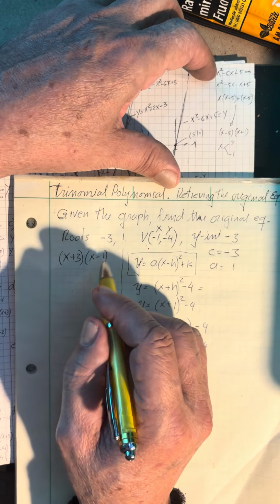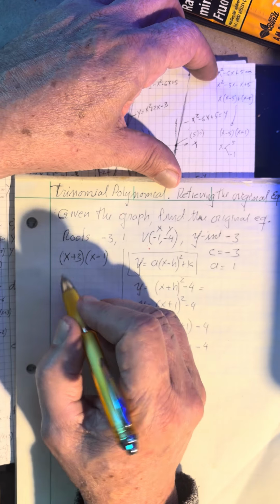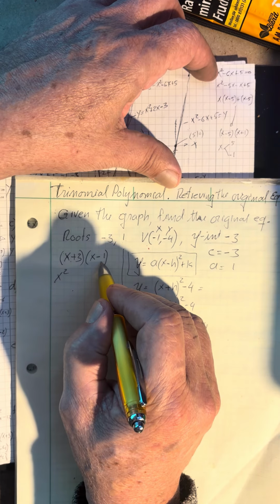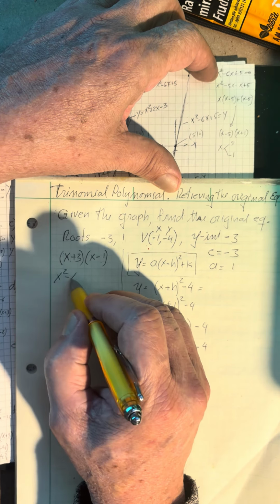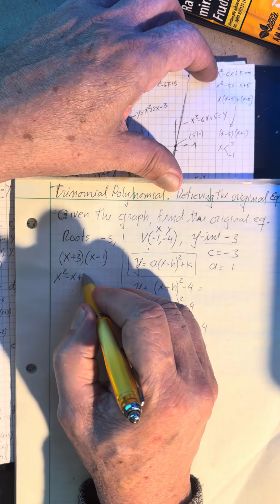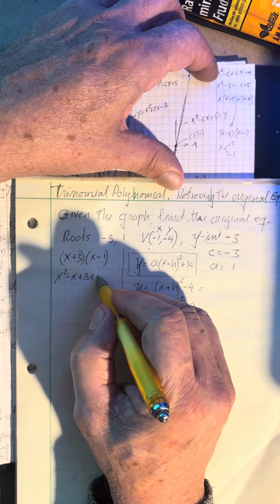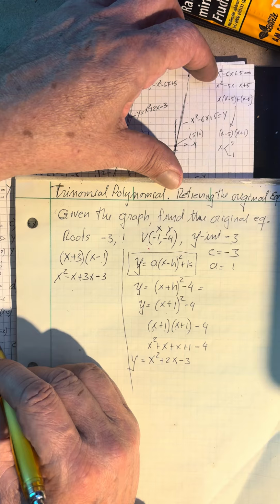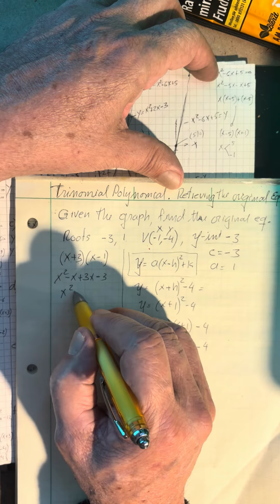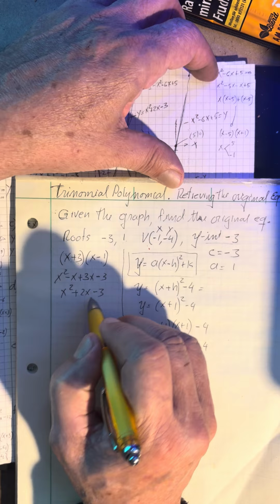Okay, so let's see what happens if we can get it just from the roots. x times x is x squared. x times minus 1 is minus x. 3 times x is plus 3x. And 3 times minus 1 is minus 3. And so this equation should be equal to x squared plus 2x minus 3.